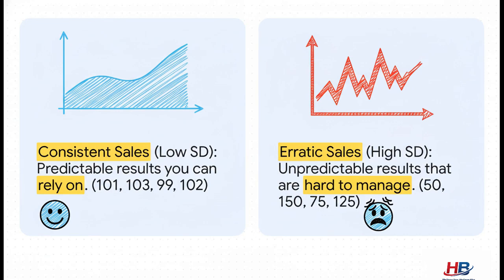On the left, with those consistent sales, you pretty much know you're gonna get around 100 sales every single day. It's predictable. You can plan your inventory, your staffing, no problem. But on the right, those sales are totally erratic. The average might be the same, but one day you're completely swamped, and the next day you're paying staff to stand around. Which business would you rather run?